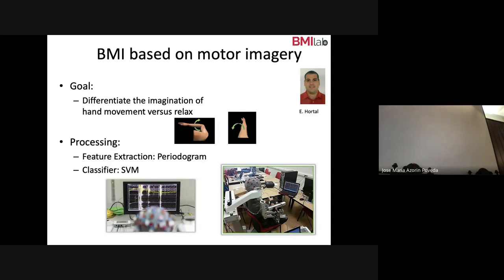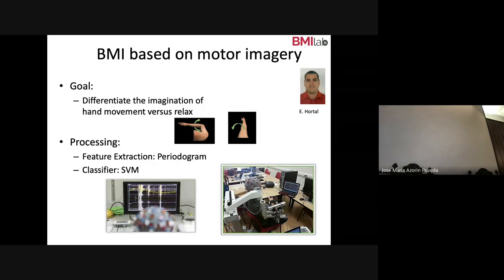So the procedure was the following. I am in a relaxed state, with my arm flexed. If I want to do the extension, I have to think about a movement of my hand. And when I have my arm extended, if I want to do the flexion, I have to repeat the procedure. Again, I have to think that I'm moving my hand. That way, the person is all the time in charge of his or her rehabilitation.